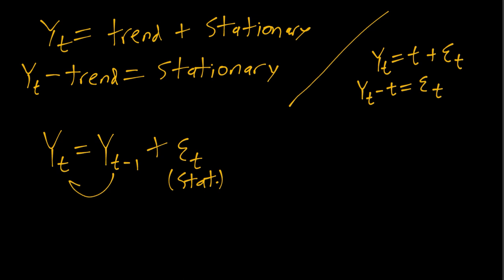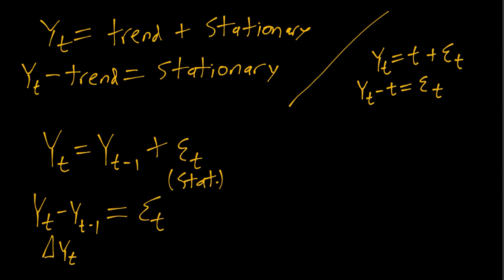But if we move the first lag to the left-hand side, in other words, if we subtract yt minus 1 from both sides, on the left we'll get this, which is often written as delta yt, or the first difference of yt. And then we're just left with the epsilon t on the other side. And if epsilon t is stationary, then we would call our original yt time series difference stationary, and that once we take the first difference, it becomes stationary.